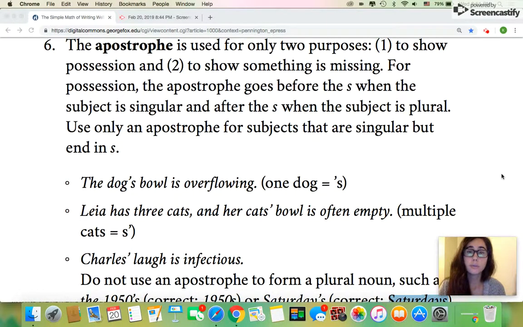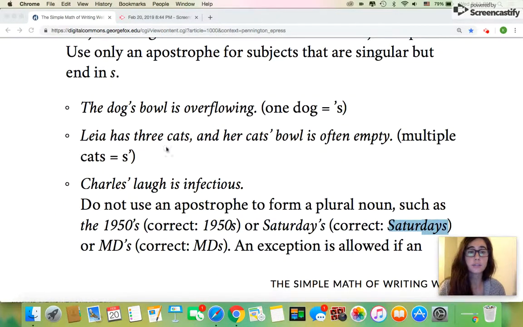So first we'll talk about possession. If you're showing possession of a singular subject, the apostrophe goes before the S. But if the subject you're talking about is plural, the apostrophe will go after the S. So let's look at a couple of examples.